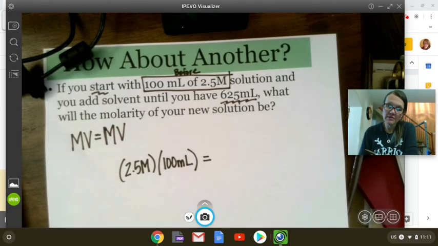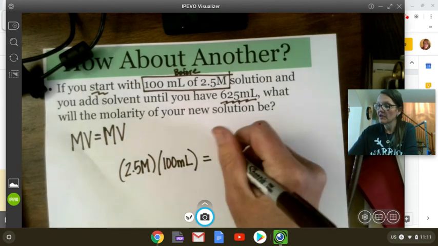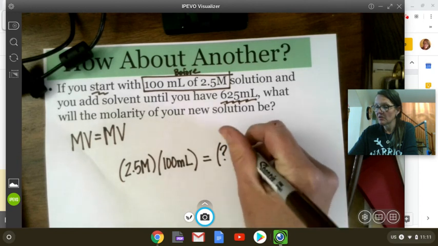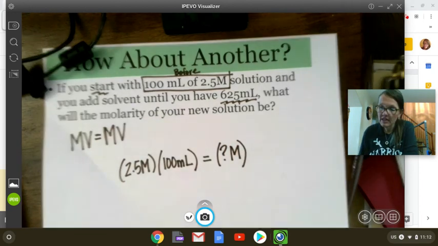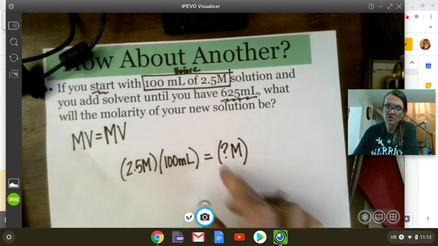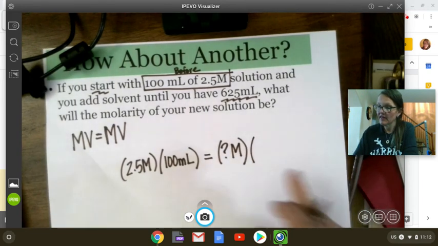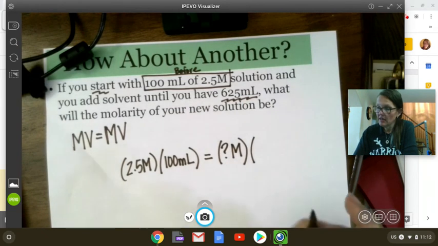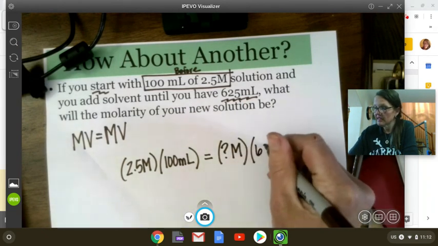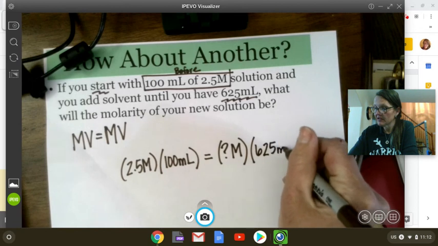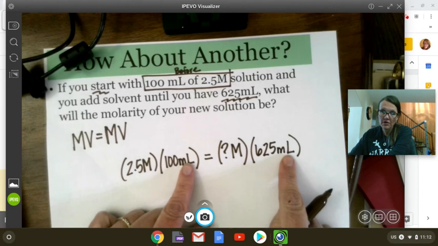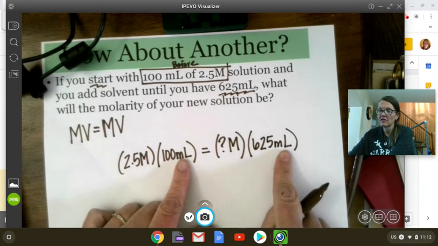After the dilution, we don't know the concentration of our solution. We just know that a bunch of water was added. So that's going to be my unknown. I'm going to put a question mark this time. You can do a question mark or an X, whatever. It doesn't matter. Just so that you know that that's what you're solving for. So I have to take that molarity and multiply it by the new volume. So the volume after the dilution occurred, which would be 625 milliliters. And again, please note that it's milliliters on both sides, so that'll work, right? It's a ratio, so as long as they're the same units, they'll cancel.